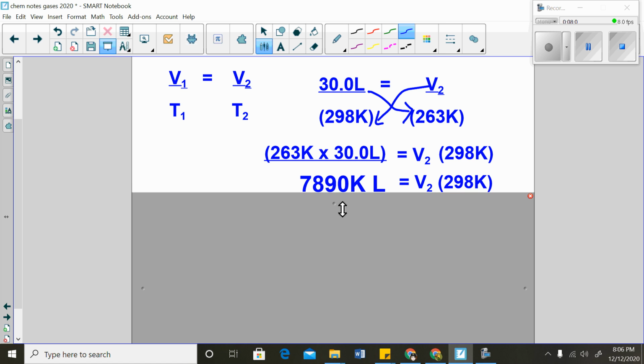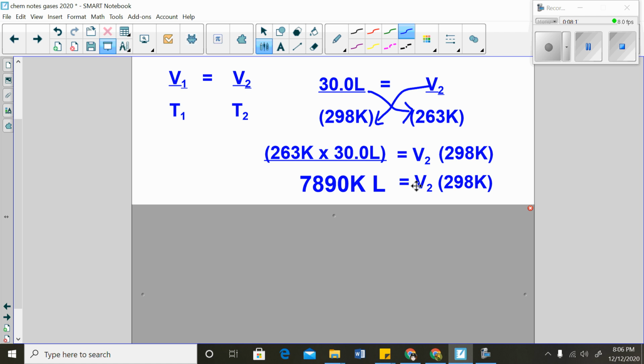So the first thing I'm going to do is multiply, and I did follow my significant figures. And then on the other side, nothing changes. Notice the K and the L also stay on the left. Those have not been eliminated yet. Nothing's been crossed out or canceled.